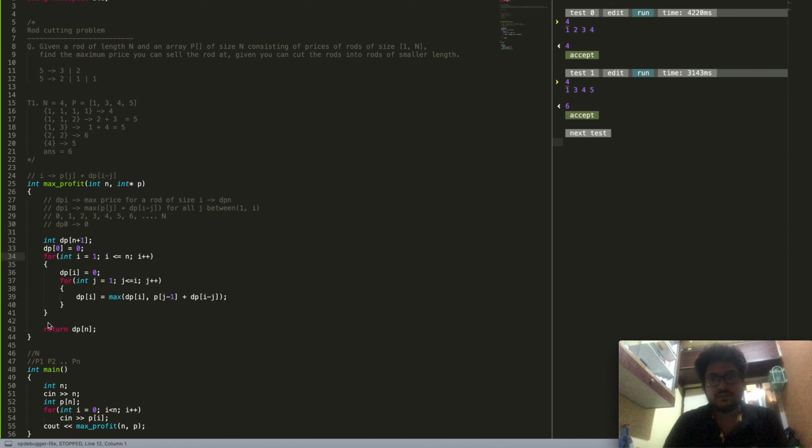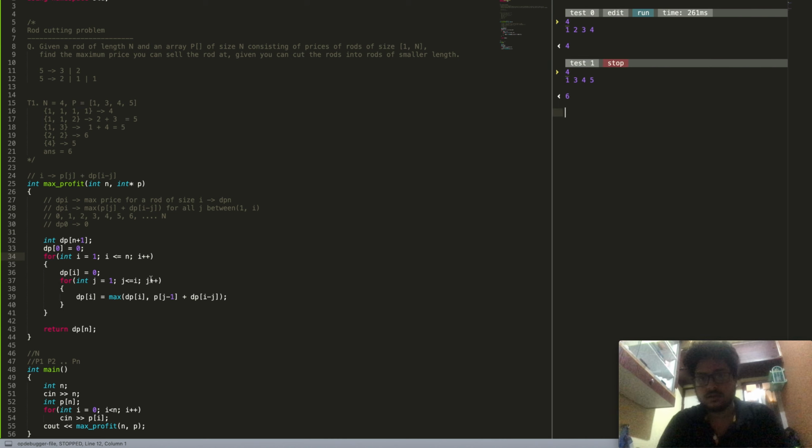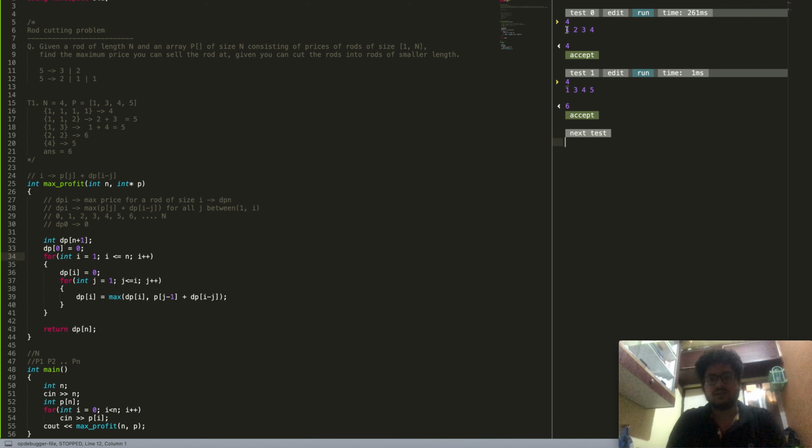Now if we try to compile this code, for the test case 4, 1, 2, 3, 4, our answer is equal to 4, and that is correct. And for the second test case, which is the test case we represented in the sample test cases, the test case is 4, 1, 3, 4, 5, and for this the answer is equal to 6 as we discussed. So this is how we code up this problem.